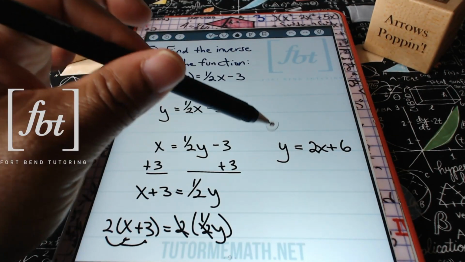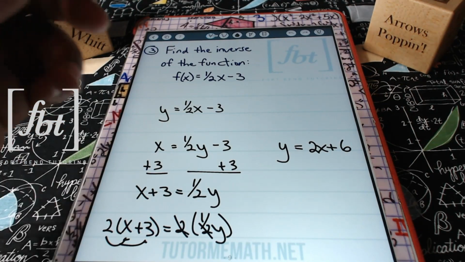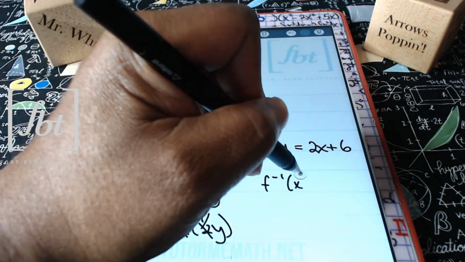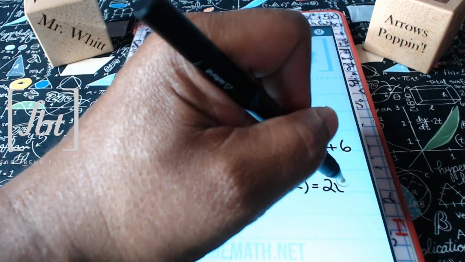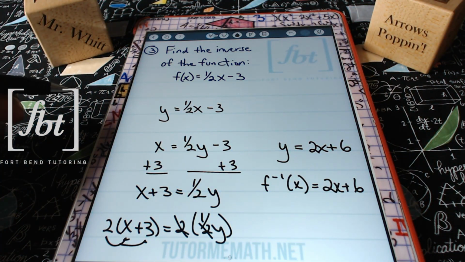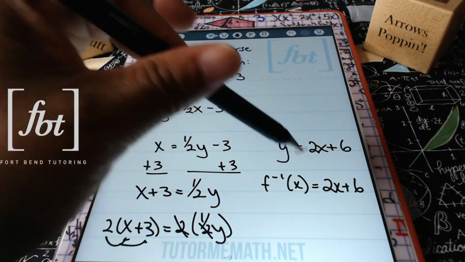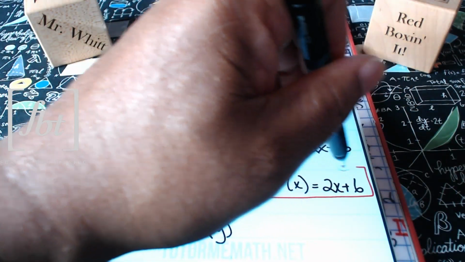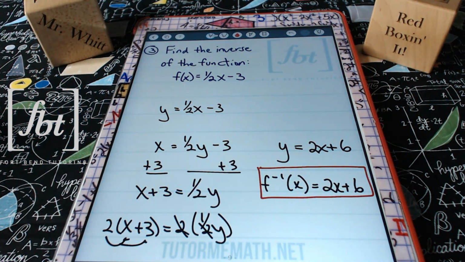So after you have solved for y, you're going to write the result in inverse function notation as f to the negative first of x equals 2x plus 6. Yeah, just like that. So as far as simply solving the problem, this is the answer. Red box it. That's right. Put a red box around your answer. Be loud and proud about the correct answer you have now.